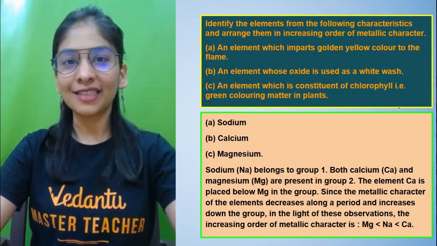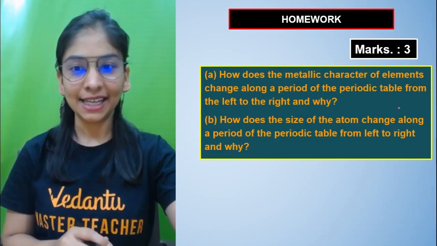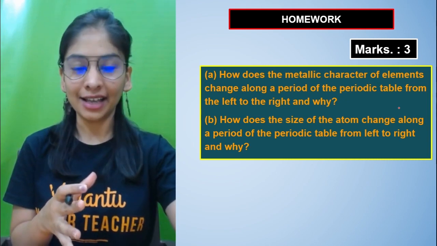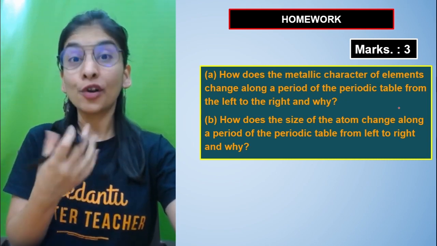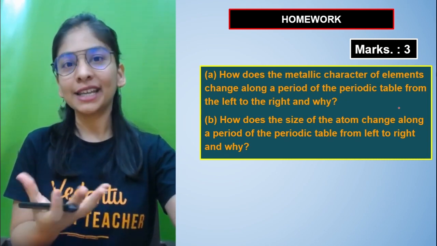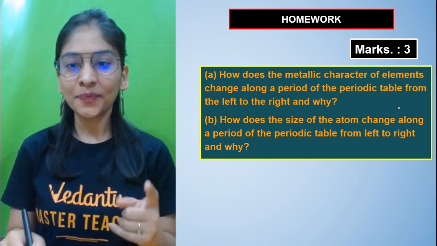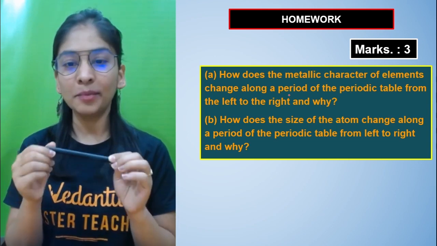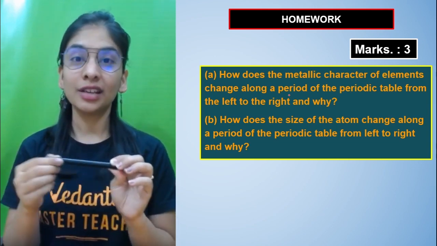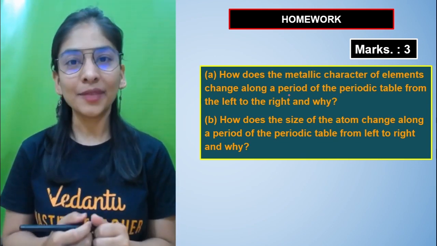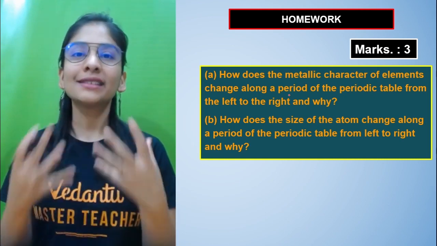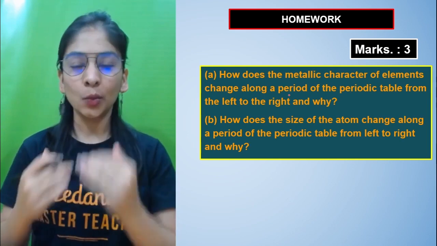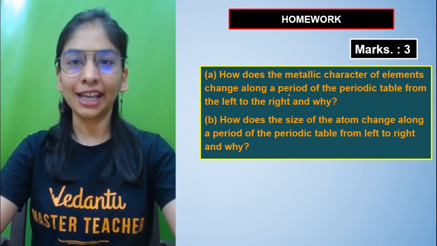Please tell me your response in the comment section. And here is one question which I have already discussed in the entire class, but I really need to know from you as a homework so that I can see whether you got it or not. How does the metallic character change along a period, that is left to right? How does the size of atom change along a period? Isn't it something that we discussed already? So if you are listening to me properly, if you got all the points properly, please tell me your response in one line. It will be great so that I can get to know.